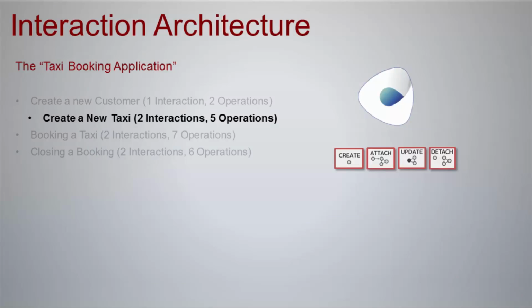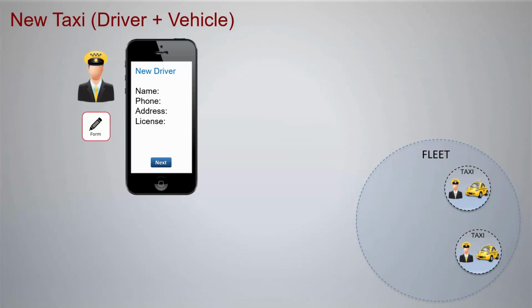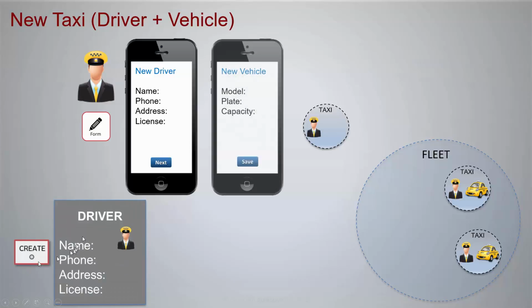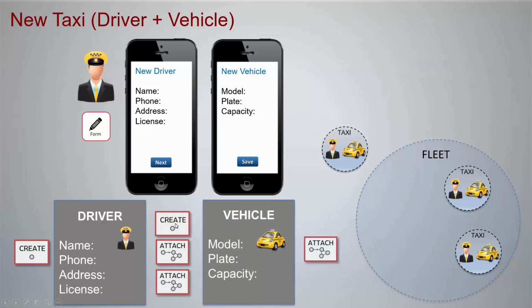Creating a new taxi. Again, like we said before, a taxi is comprised of 2 things, a driver and a vehicle. So the driver will then fill up his information, hit next, which will create the driver information based on the driver schema. It will then pop up the next interaction screen, which is the vehicle. It will then fill up the vehicle information, save. This will create a vehicle based on the vehicle schema, and will attach the vehicle to the driver and attach the driver to the vehicle. And finally, attach this taxi to the fleet.